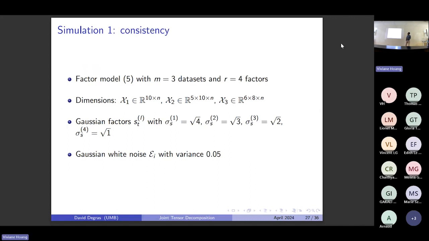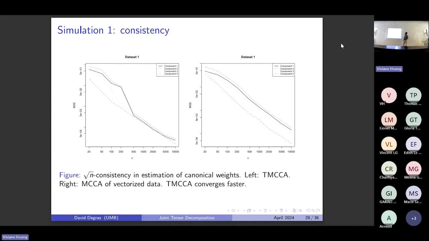Okay, and so with that, I'm going to switch to the last part, which is just some numerical experimentations. So here I'm simulating a simple model, 3 datasets, 4 factors, and what's happening here? A bunch of stuff. What is important is that I will vary the sample size. And what I want to show you is first, on one dataset, I'm looking at the mean squared error in the estimation of a factor loading for the first dataset. And here, this is a log scale, so you see here the root n convergence, consistency.